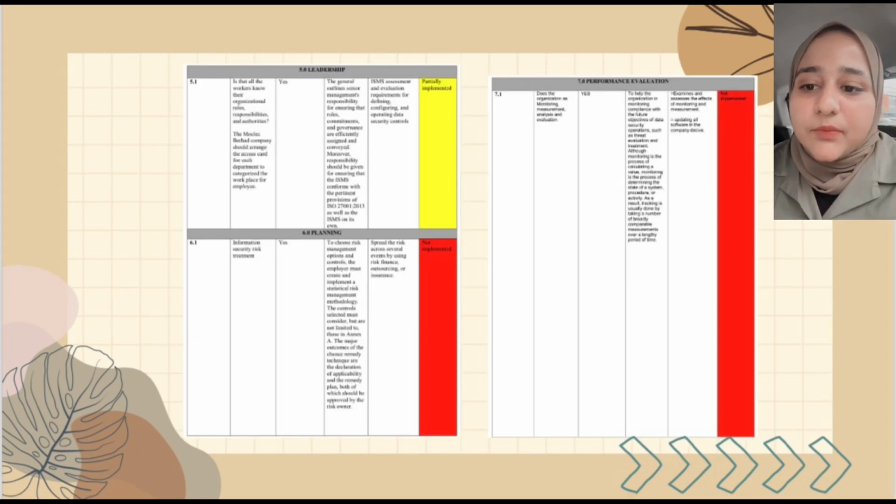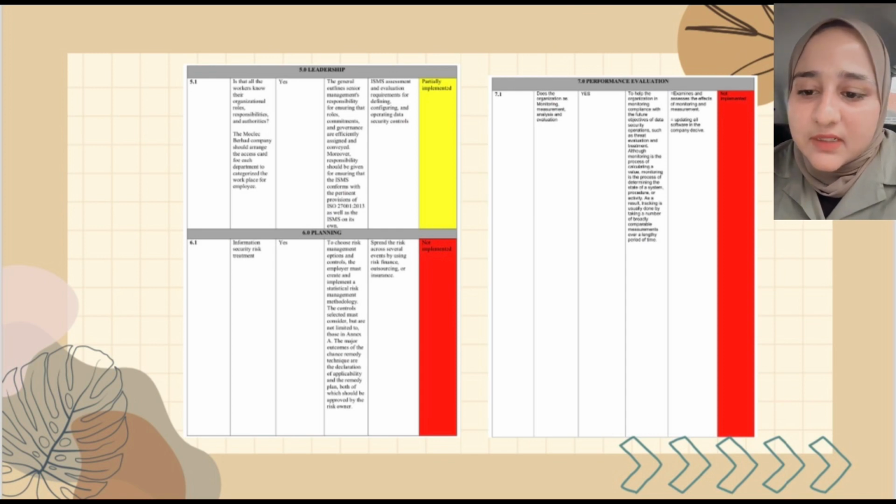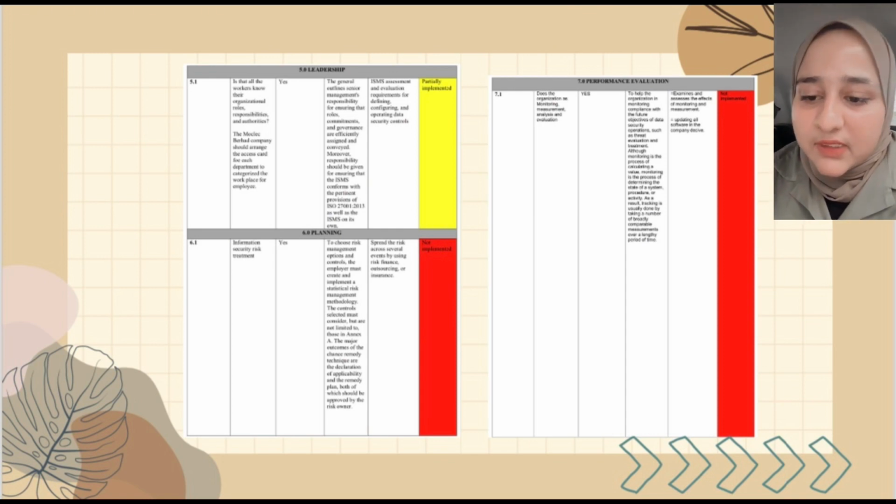Next, for leadership, all the workers know the organizational roles, responsibilities and authorities. The Moklai Berhad company should arrange access cards for each department to categorize the workplace for employees, which is yes. The general outline is senior management responsibility for ensuring that roles, commitment and governance are efficiently assigned and conveyed.